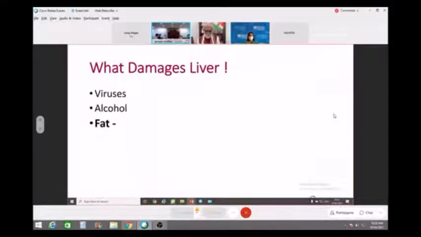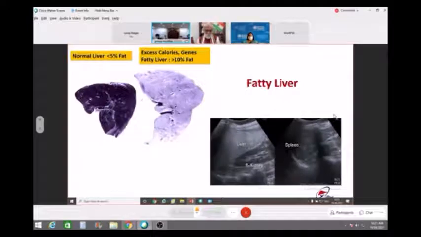What damages liver? Viruses, hepatitis B, C, A to E. The government of India has in 2018 already started the National Viral Hepatitis Control Program. Alcohol, we all know, and fat, which is a major cause today of liver damage. So a normal liver, as Dr. Pradeep rightly said, should have less than 5% of fat. But if someone is having excess calories or the genes are not good, and the liver has more than or equal to 10% fat, it is a fatty liver.